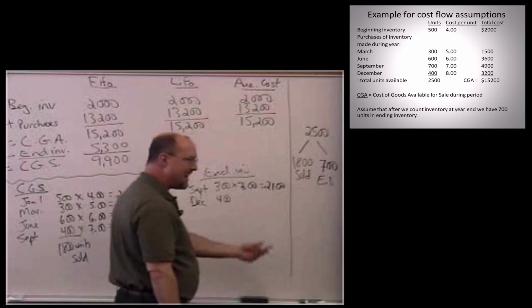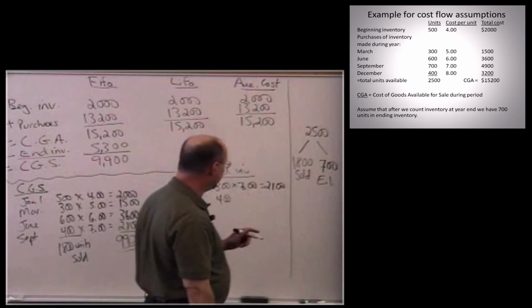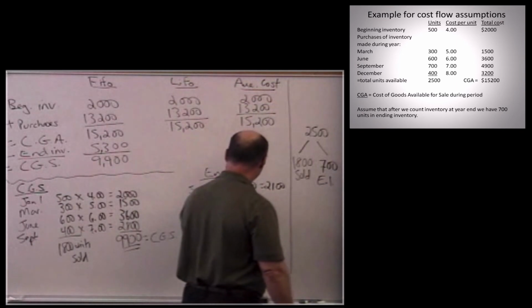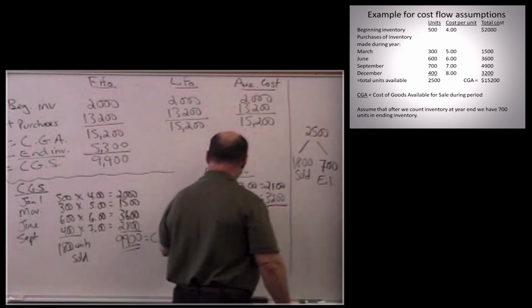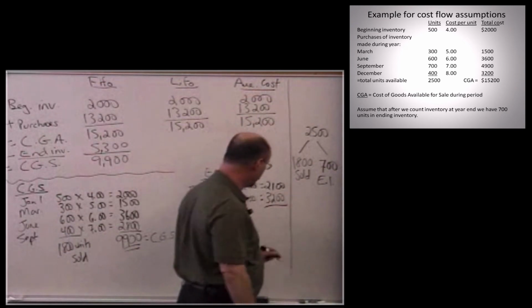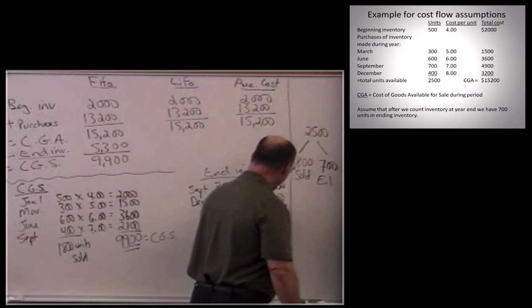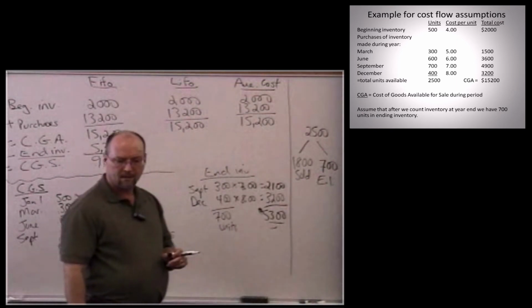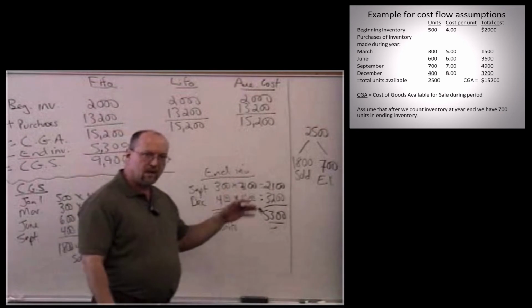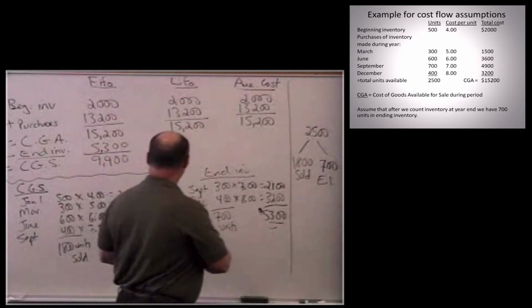Those are my last in. Those are still in ending inventory. 400 times $8 is 3,200. Here are my 700 units that are in ending inventory, and we physically counted those units, worth $5,300. Okay, so we just proved what ending inventory is, but notice we could figure it out simply.